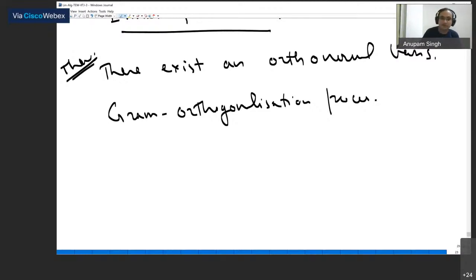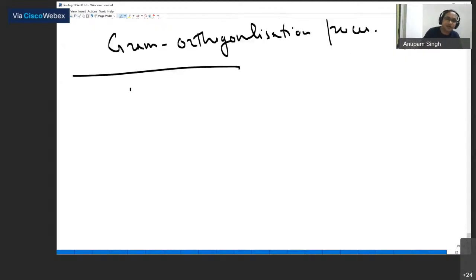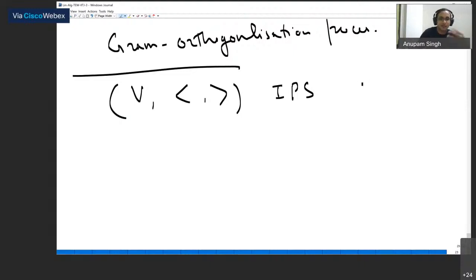Let me formally write some of this as a definition so that we just recall. When I have V comma this inner product space, it could mean one of two things. I will simply denote it by IPS, inner product space, and it could be either a real inner product space or a complex inner product space. These are the two I mentioned earlier. It could be over R or over C.